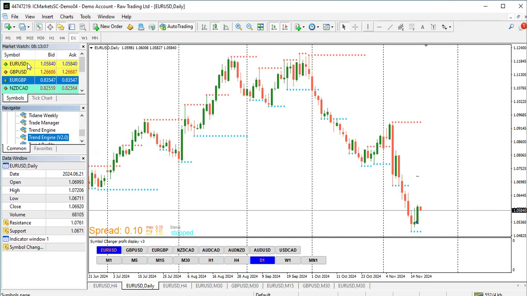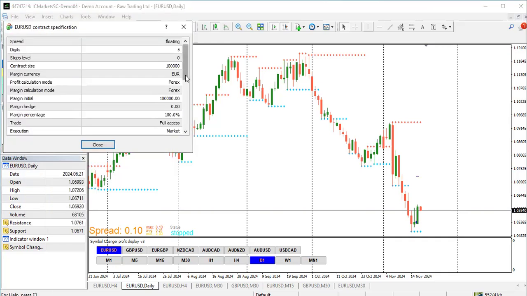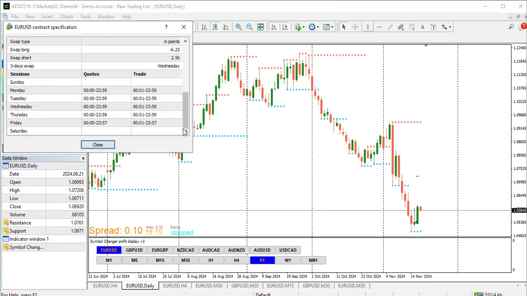So I was talking about the issue of time. When you open your market window or your market watch, that's Control M for those who don't know, you right click. Let's look at specification. And then we need to go all the way down. When we get to this place, what we are looking out for is this tree.